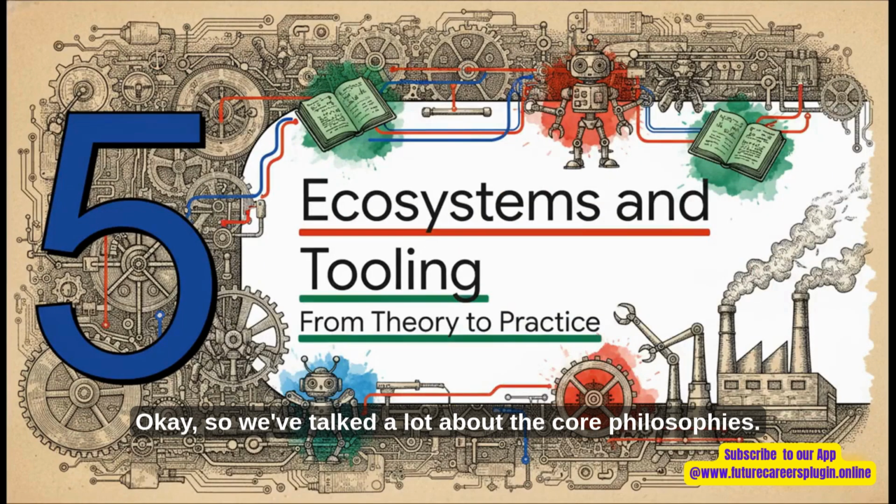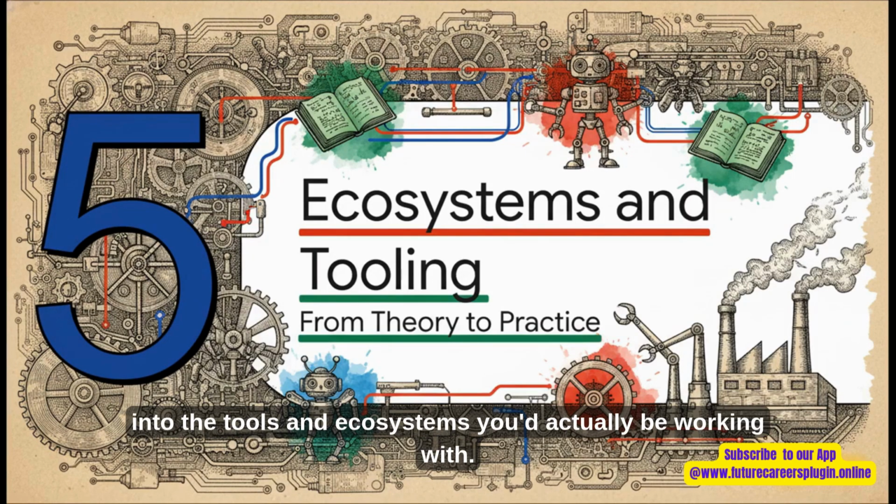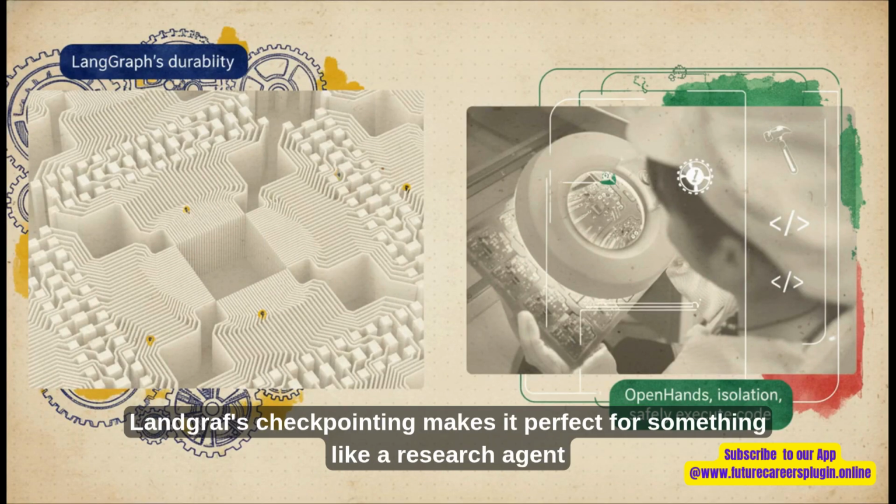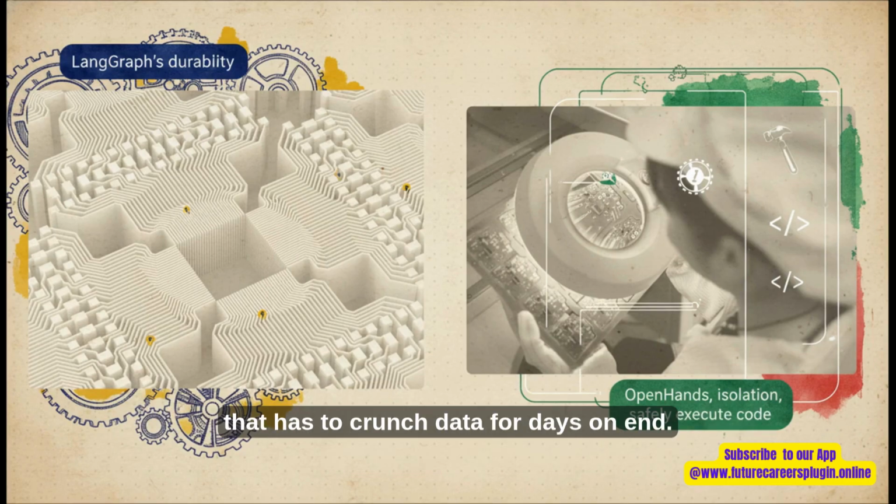Okay, so we've talked a lot about the core philosophies. Now, let's get practical and see how this all translates into the tools and ecosystems you'd actually be working with. And these different designs really lead to different superpowers. LangGraph's checkpointing makes it perfect for something like a research agent that has to crunch data for days on end. If it hits a snag, no big deal. You just restart it from the last checkpoint.